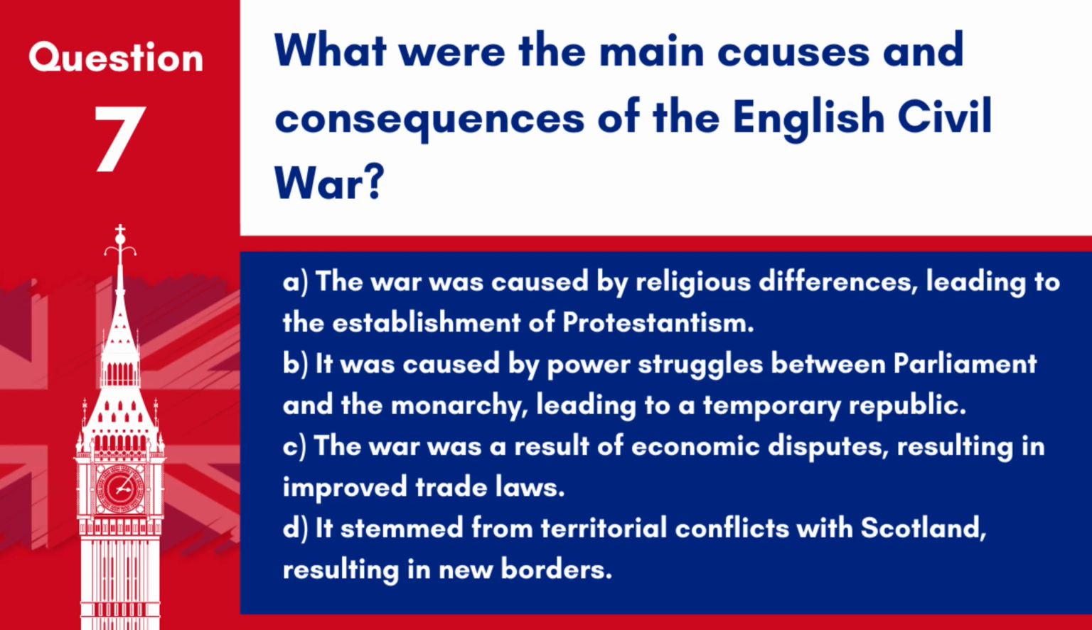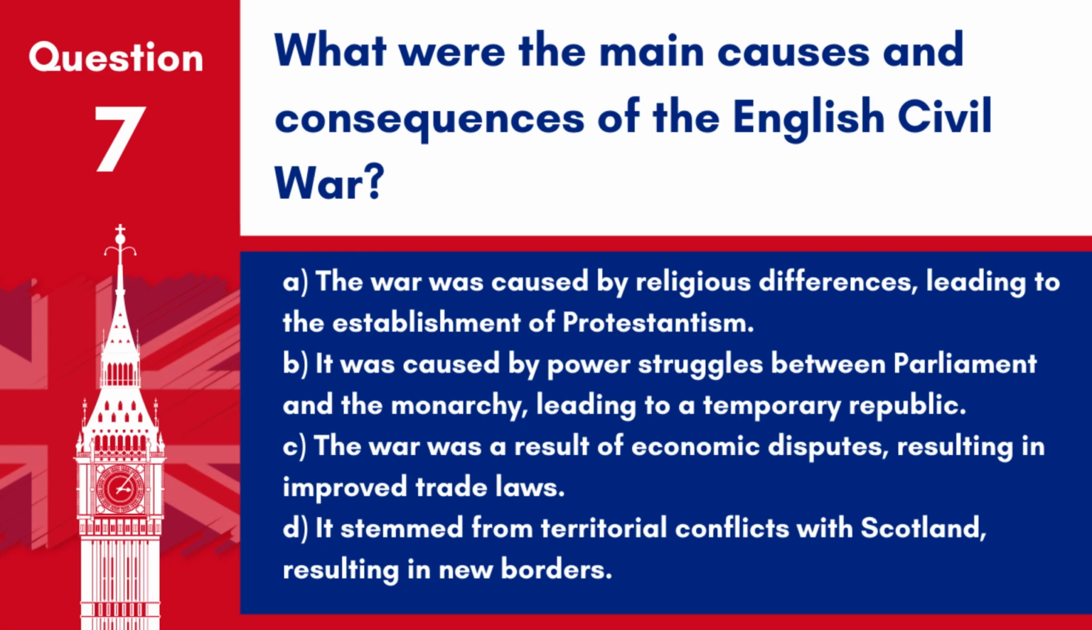Question 7. What were the main causes and consequences of the English Civil War? A. The war was caused by religious differences, leading to the establishment of Protestantism. B. It was caused by power struggles between Parliament and the monarchy, leading to a temporary republic. C. The war was a result of economic disputes, resulting in improved trade laws. D. It stemmed from territorial conflicts with Scotland, resulting in new borders.